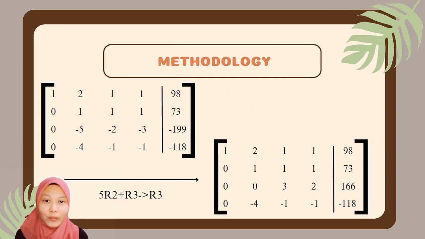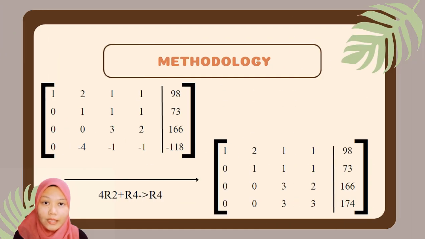Hi, I'm Nur Hidayu binti Rosli. So let me continue the presentation with the next step. Next step is we need to make the entries below leading one in row 2 into 0. There are 2 operations to be done here, and both operations will use the second row. Firstly, we need to multiply the second row with 5 and add it to the third row. Next, multiply the second row with 4 and add it to the fourth row.